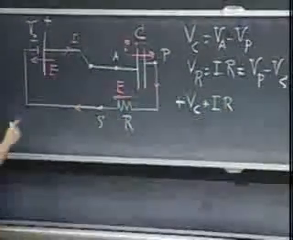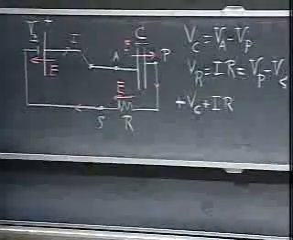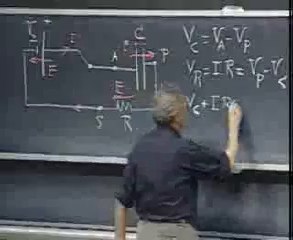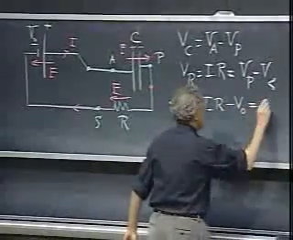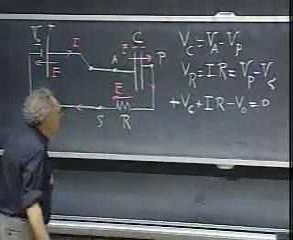Then I come through the battery. Now the electric field is opposing the direction in which I go, so I get minus V0. And that is 0. So that's my differential equation.